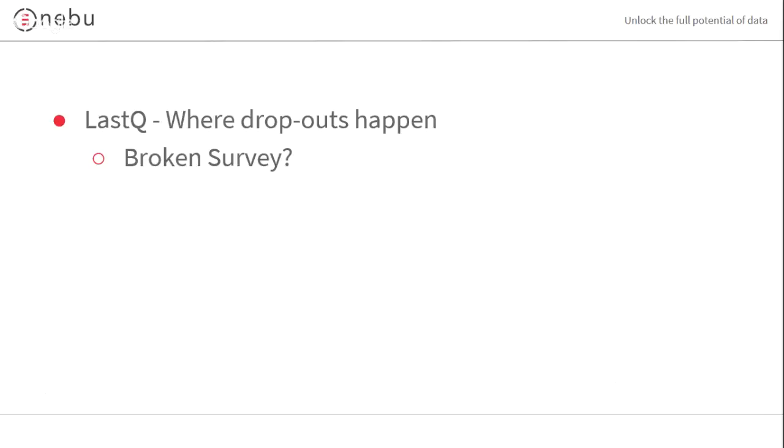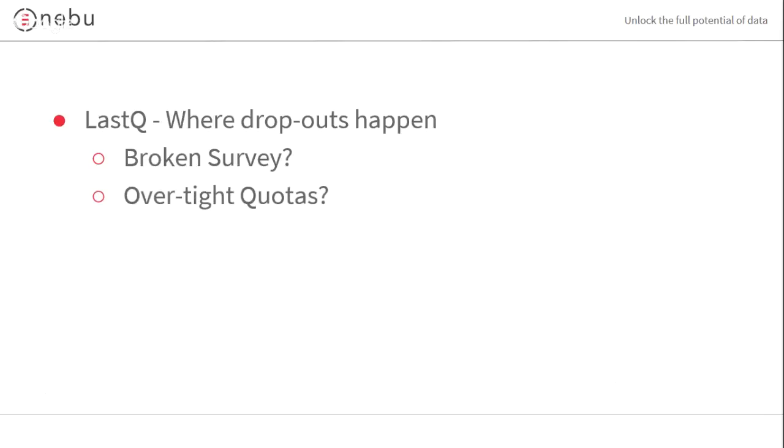If you're getting last questions that aren't screen out questions, that people hit and then leave, and there's no real explanation for it, it's not a routing question that would lead them out of the survey, then perhaps there's something broken in the survey there. So looking at those figures can give you that indication.